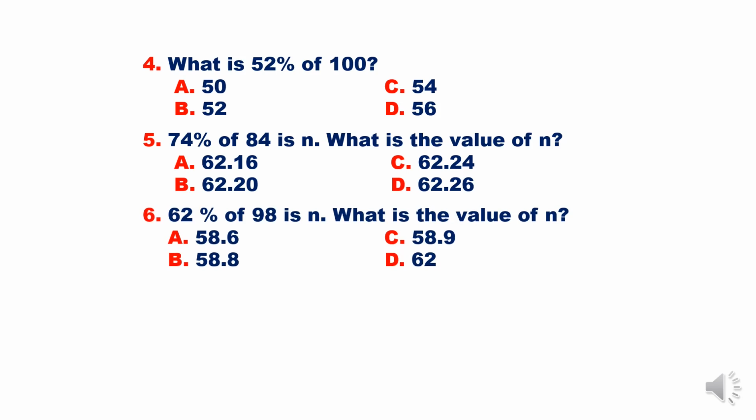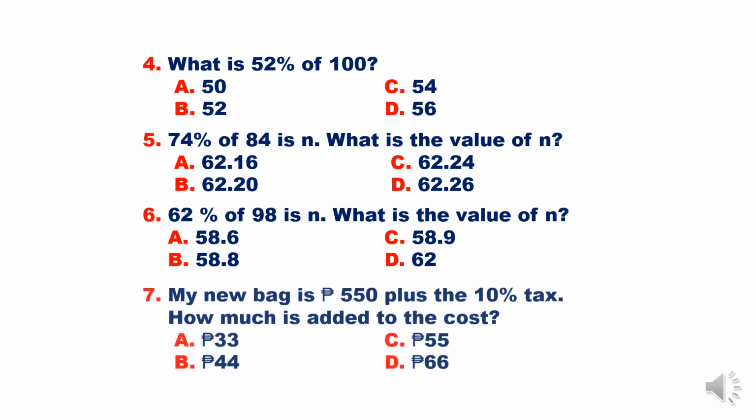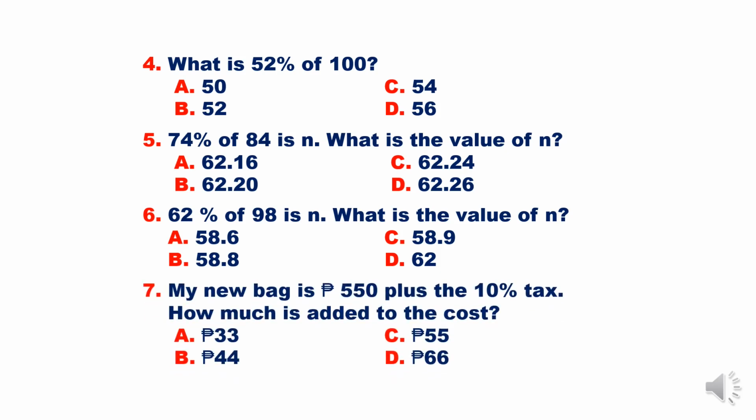Number 6. 62% of 98 is n. What is the value of n? A. 58 and 6/10, B. 58 and 8/10, C. 58 and 9/10, D. 62.